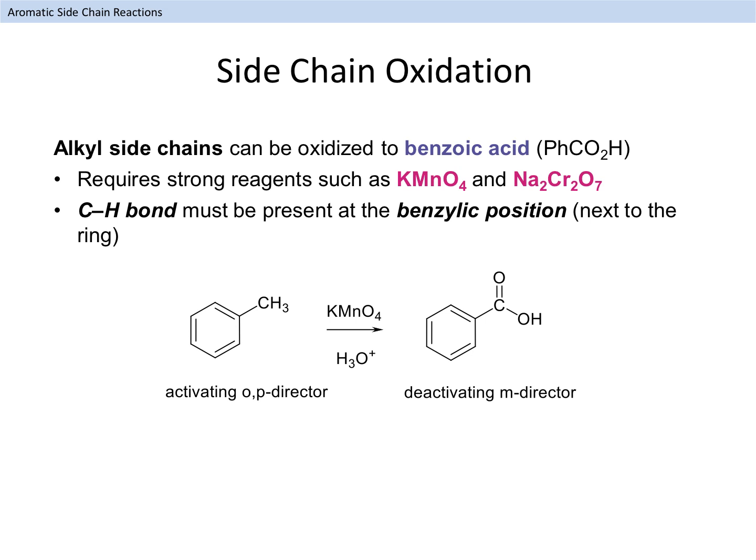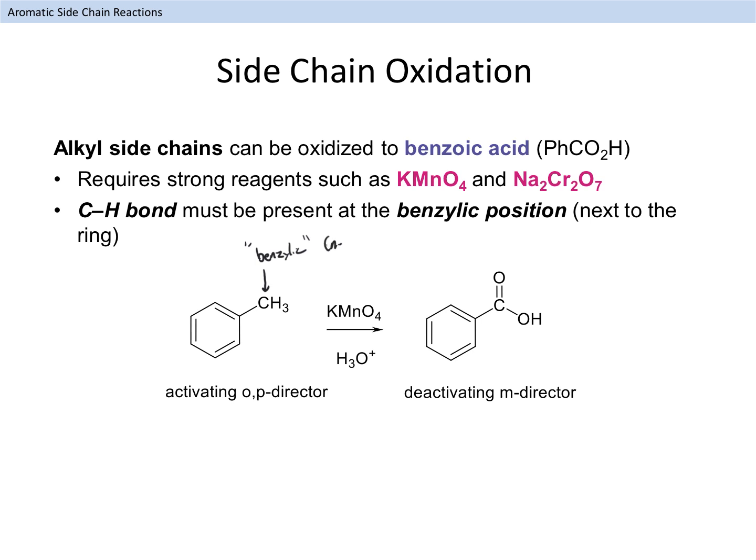Recall that the term benzylic refers to a CH group that is directly attached to a benzene ring. Benzylic oxidation therefore refers to oxidizing this benzylic position. For example, alkyl group side chains can be oxidized to benzoic acid. This process requires strong oxidizing agents such as potassium permanganate, which has the formula KMnO4, and sodium dichromate, which has the formula Na2Cr2O7. A crucial point to remember is that a CH bond must be present at the benzylic position, which is the carbon atom directly adjacent to the aromatic ring.